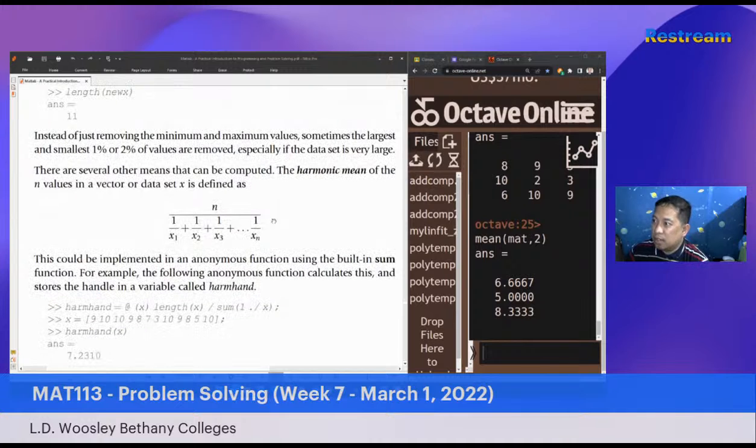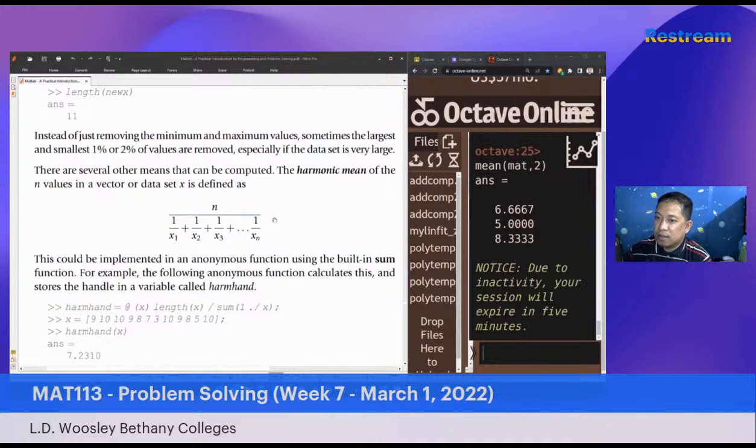Okay, so we could have here this definition of harmonic mean. So n all over the reciprocal of the subsets, these are the data sets, their summation. So that will define the harmonic mean. It could be implemented by an anonymous function using the built-in sum function. For instance, the following anonymous function calculates this.